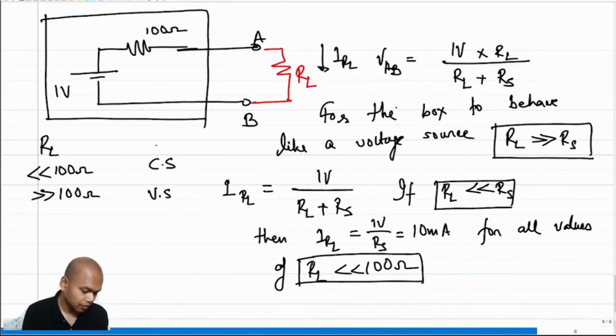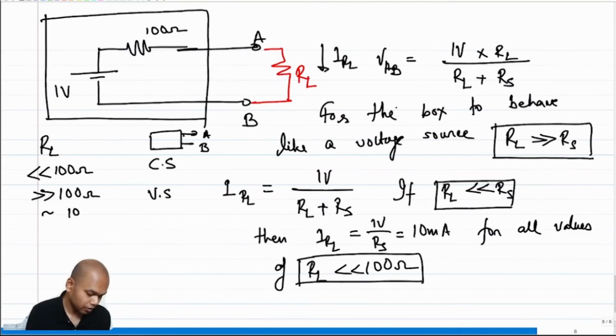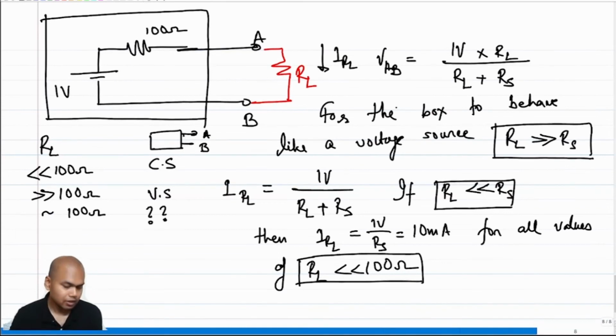behaves like a voltage source. But if RL is of the order of 100 ohm, then this is neither a voltage source nor a current source, right? In that range, both the currents through RL and the voltage across RL are dependent on the load resistance.